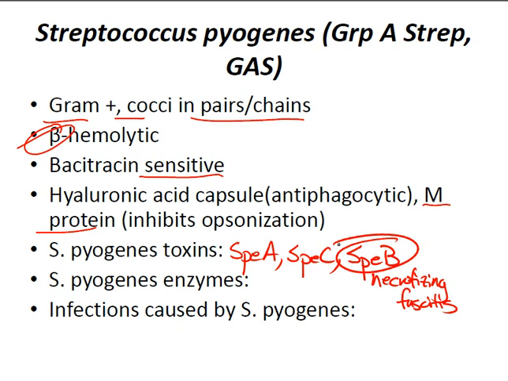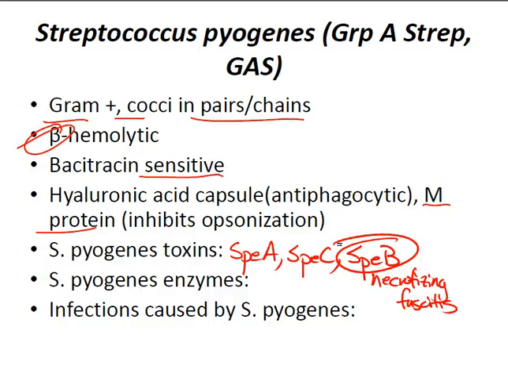Strep pyogenes enzymes include hyaluronidase, which facilitates spread through tissues, which is how you get cellulitis. It also has streptokinase, which is a fibrinolysin. It has streptolysin O, which is an oxygen-labile beta hemolytic antigenic toxin, with a titer important for the diagnosis of rheumatic fever. And it also has streptolysin S, which is an oxygen-stable beta hemolytic but non-antigenic toxin.